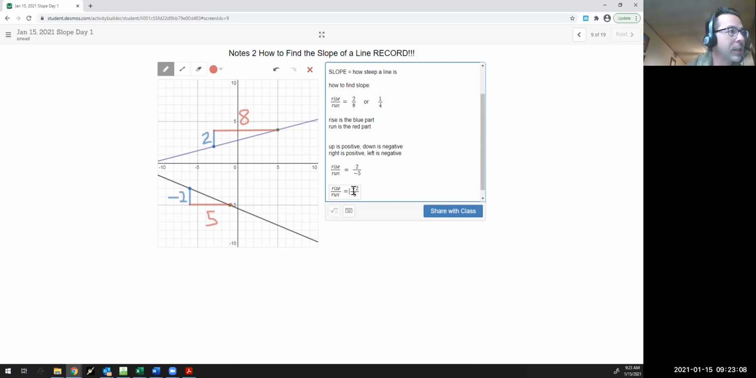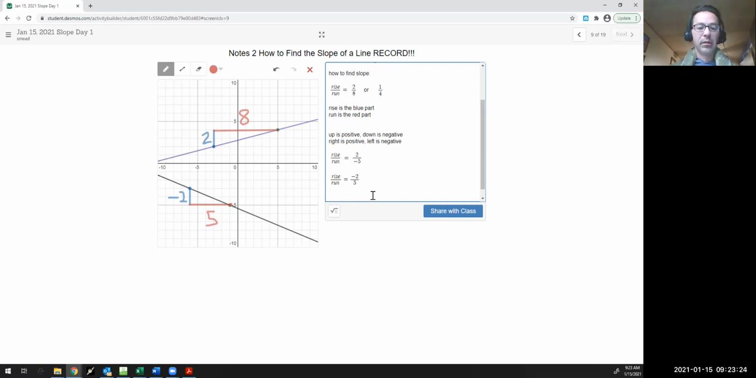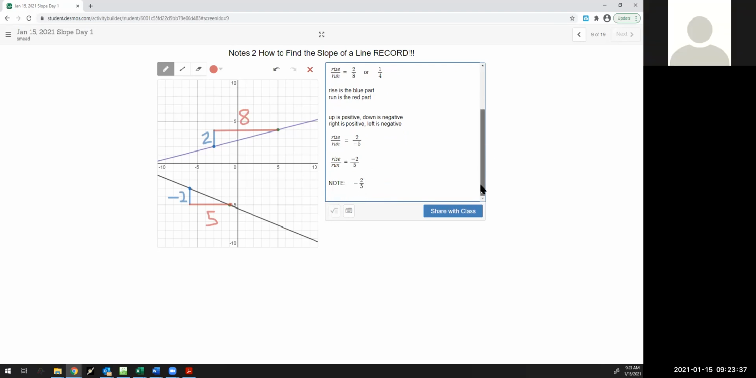And last thing for notes, guys, last thing. So like I said, we know that the slope of the black line is negative. So you can either have 2 over -5 or -2 over +5. Either answer is correct. And then just for last note, this is a very important concept. -2 over 5 is the same. They are identical to +2 over -5, which is the same as that.